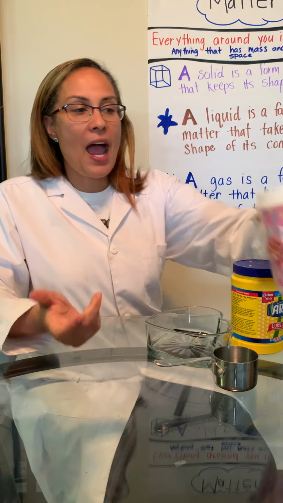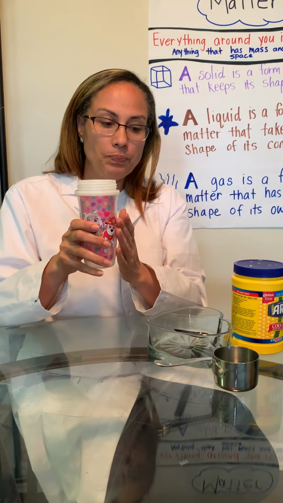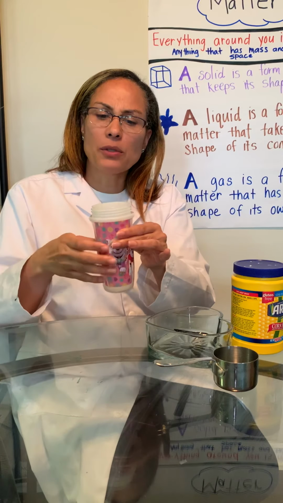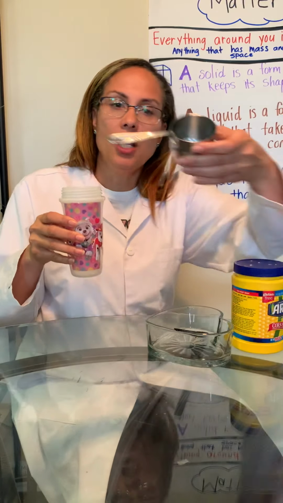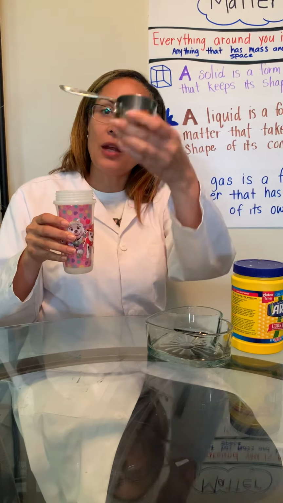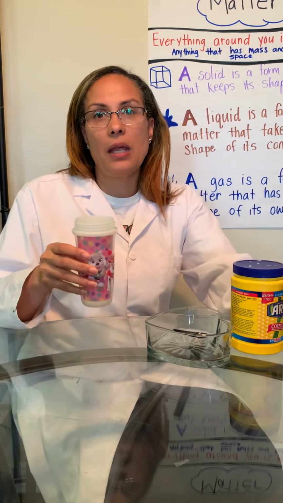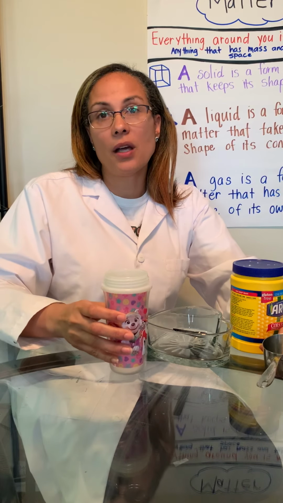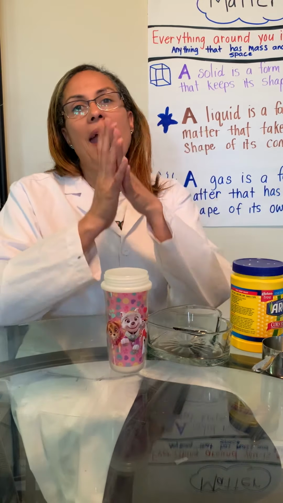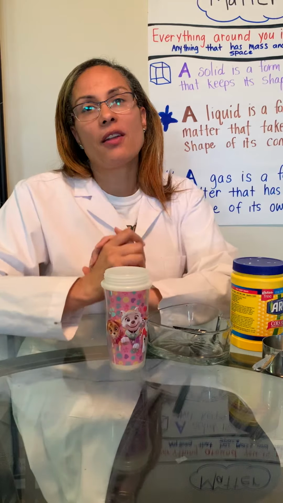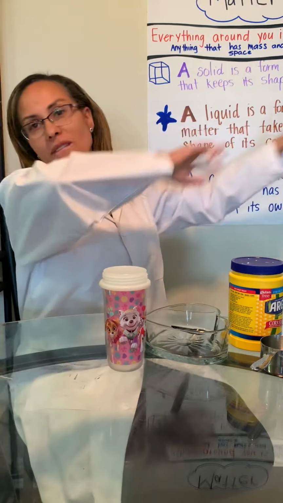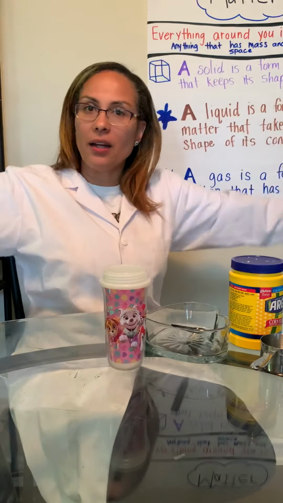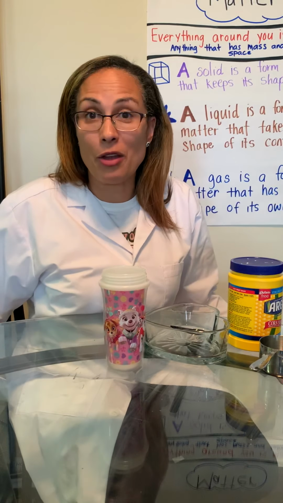So therefore, I have some water in this container, and if I was to pour it into another container, it would look just like that container. So if I was to pour it in here, then it would look like this. And that's what they mean, it takes the shape of its container. A gas is a form of matter that has no shape of its own. So feel around right now. All of this is gas out here, and it has no shape.